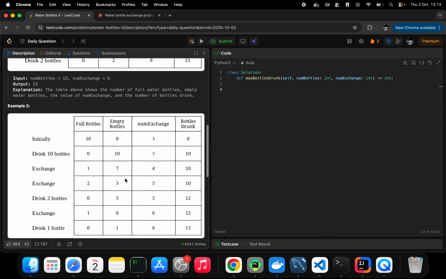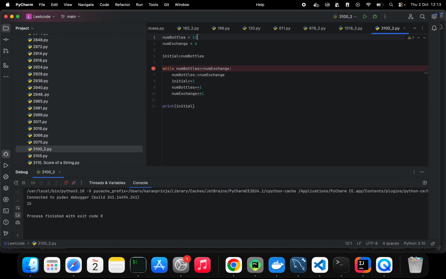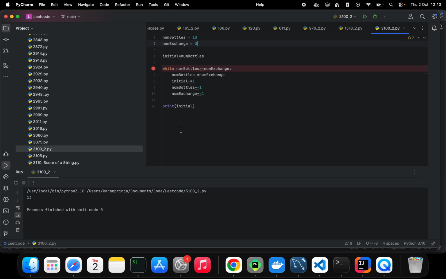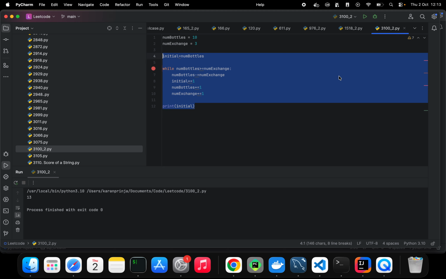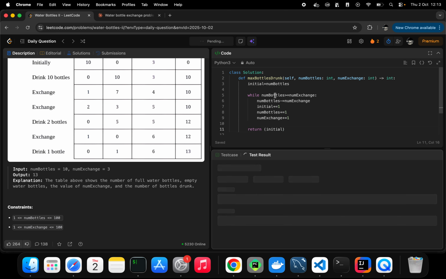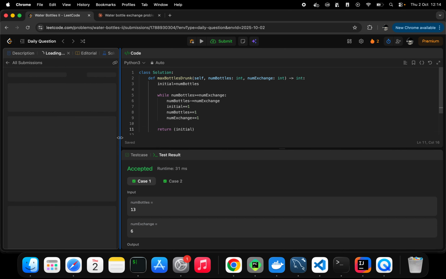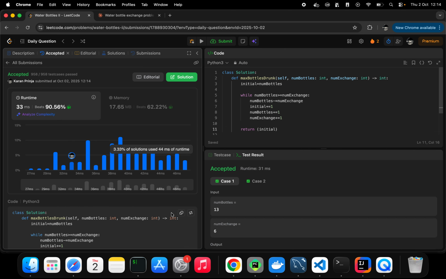15. Is that correct? 13 and 6, 15. Okay, fine. Then 10 and 3, 13. Is it coming correct? Yes, it is. Now we'll see if it is working fine or not. Okay. Perfect. It is working as expected.